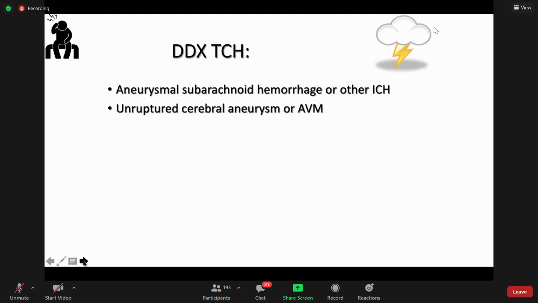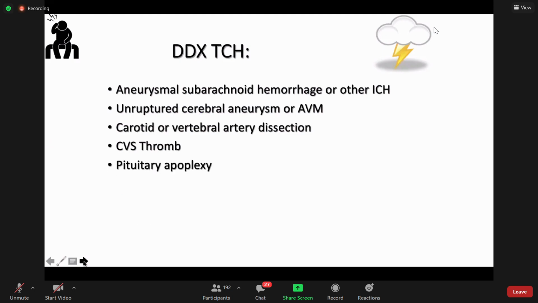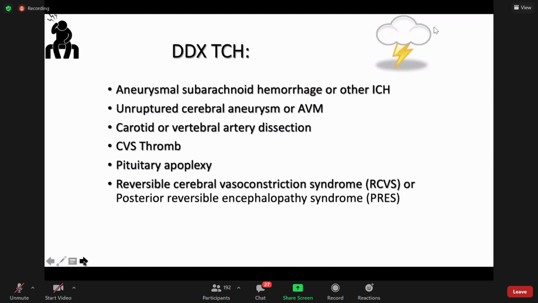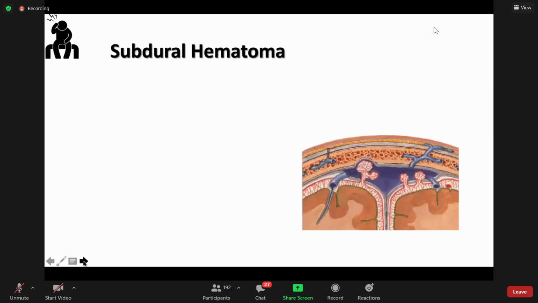Unruptured cerebral aneurysm with a sentinel bleed, and carotid or vertebral artery dissection may cause thunderclap headache. Cerebral venous sinus thrombosis, pituitary apoplexy, which is bleeding inside the pituitary gland. Reversible cerebral vasoconstriction syndrome, which happens with some medications or with increased blood pressure, or CSF hypovolemia syndrome.